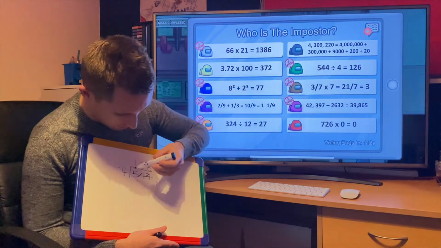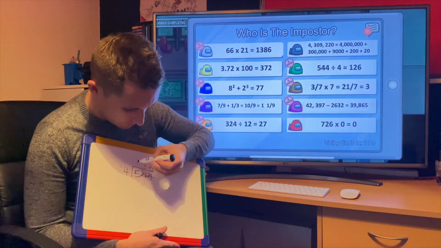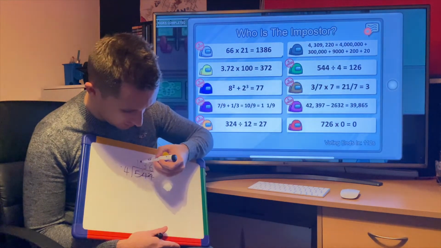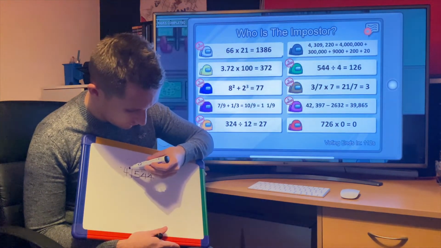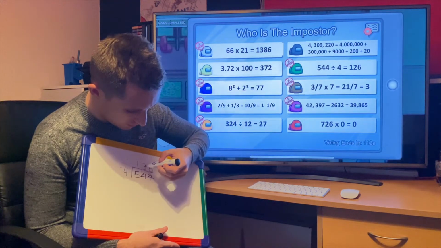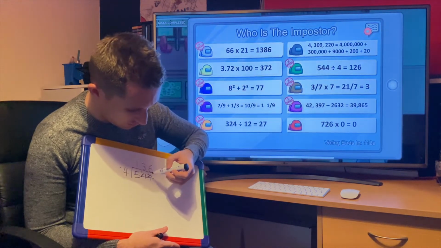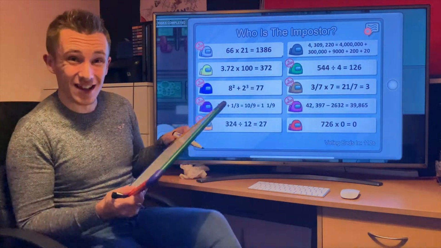Let's just double check, make sure I've not gone wrong. Yep. 4 goes into that with 1 left over. 4 goes into 14 3 times, because 4 times 3 is 12 with 2. Yep, 136. So green is the imposter as well.